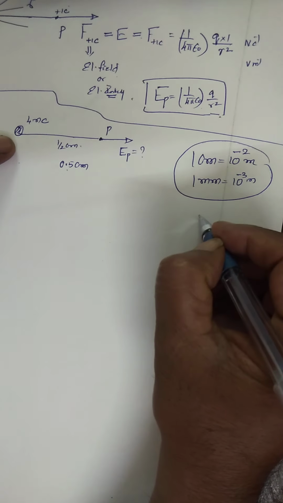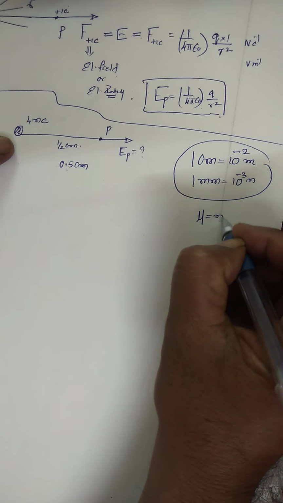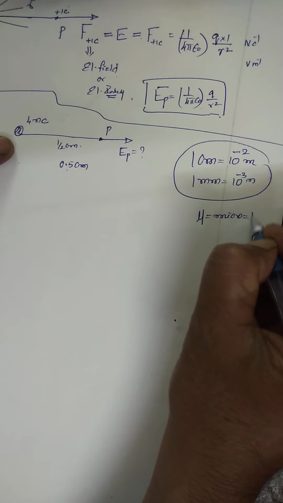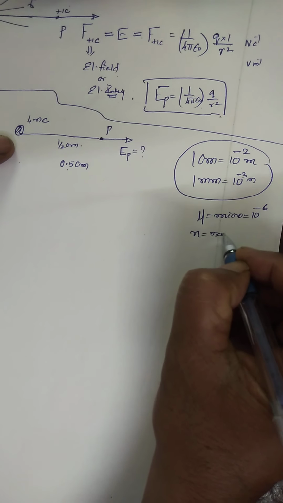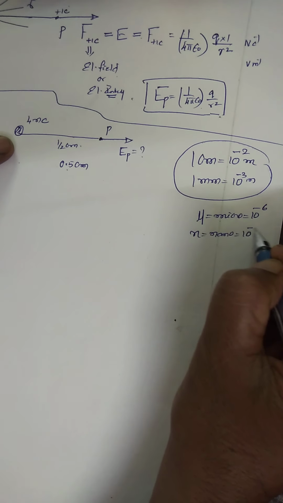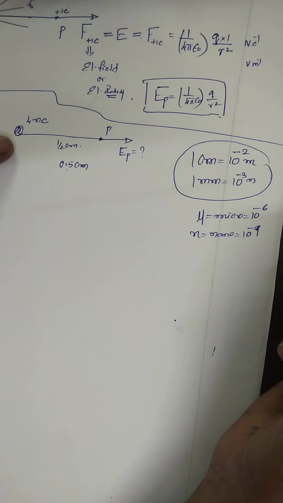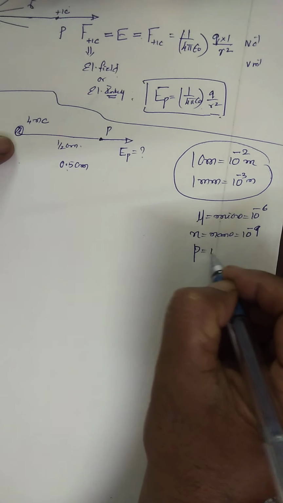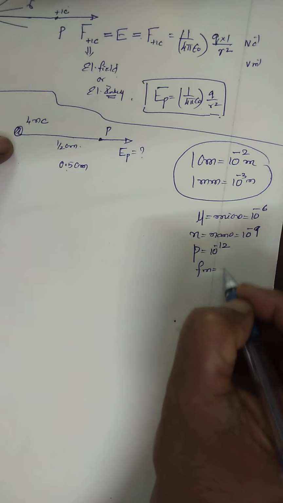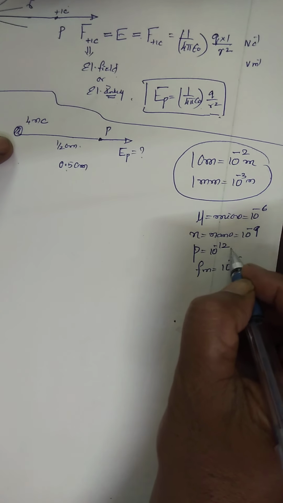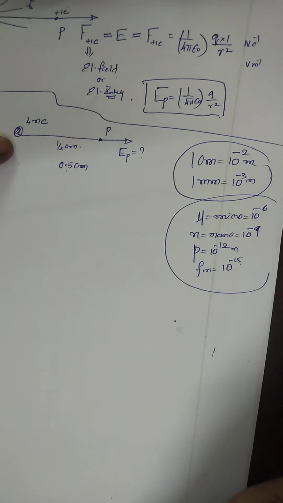Now, what does mu mean? Micro, that is 10 to the power of minus 6. N represents nano, 10 to the power of minus 9. Pico means 10 to the power of minus 12. Fermi is 10 to the power of minus 15 meter. All these things, you know.